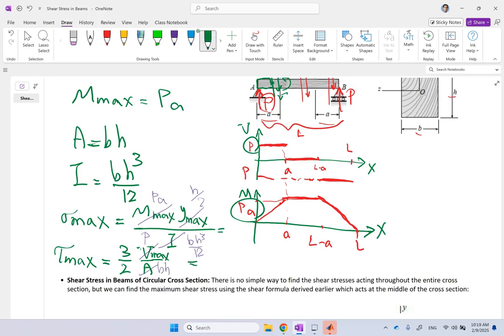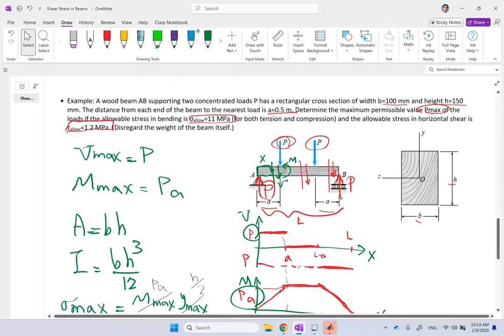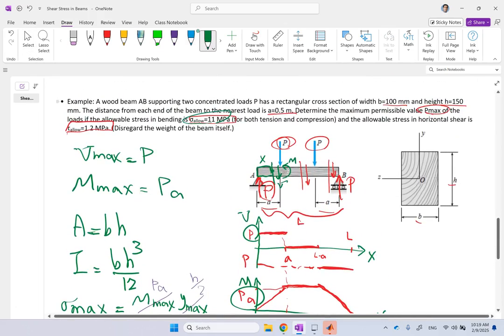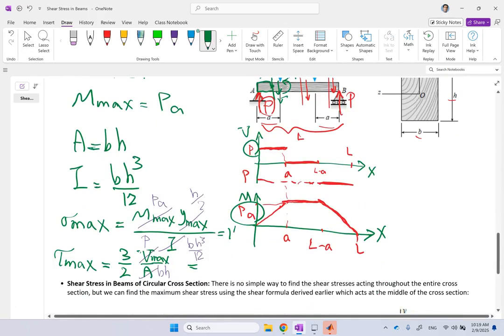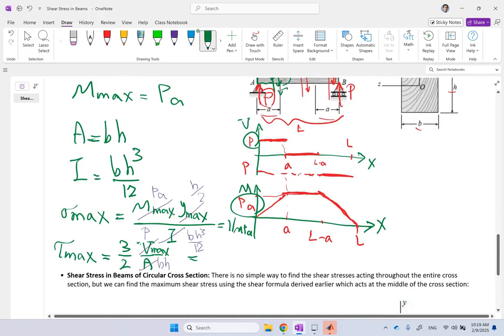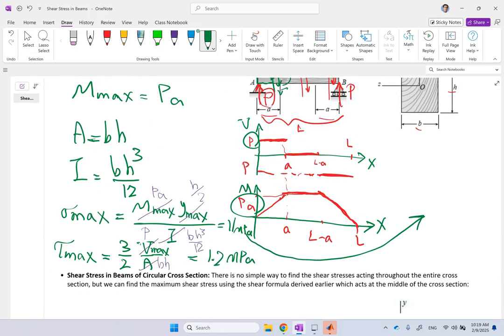So if we write them, now how much are they? Well, your sigma max could be the same as sigma allowed. So this guy should be 11 megapascal, and this other one should be 1.2 megapascal. And from there, I can find two numbers for P, or P max in this case. So the top one will give you a P max of 8.25 kilonewton.